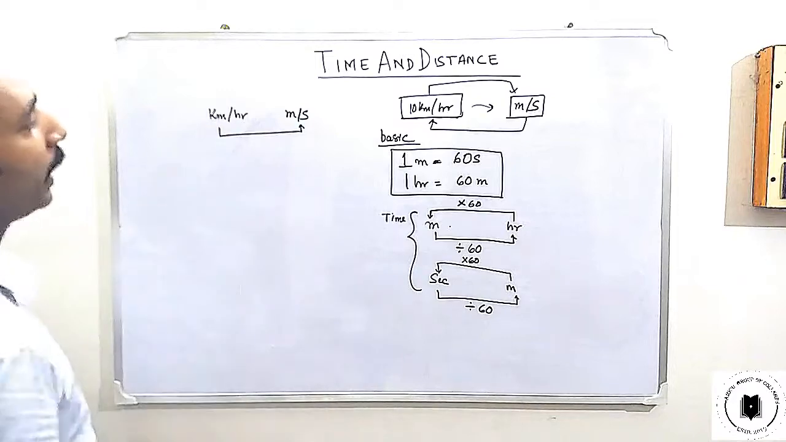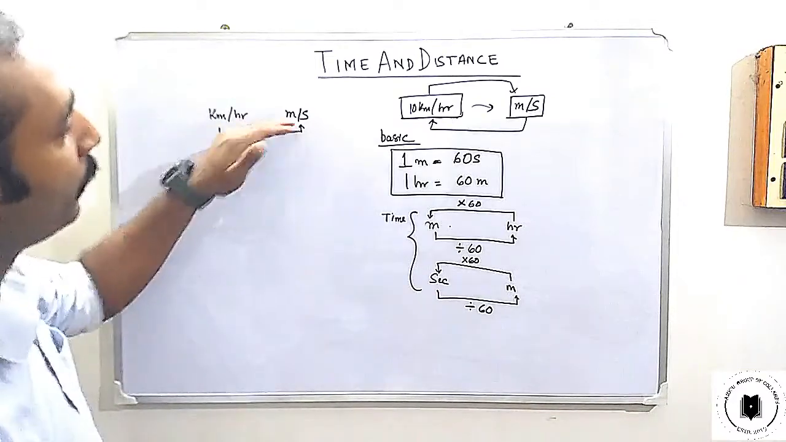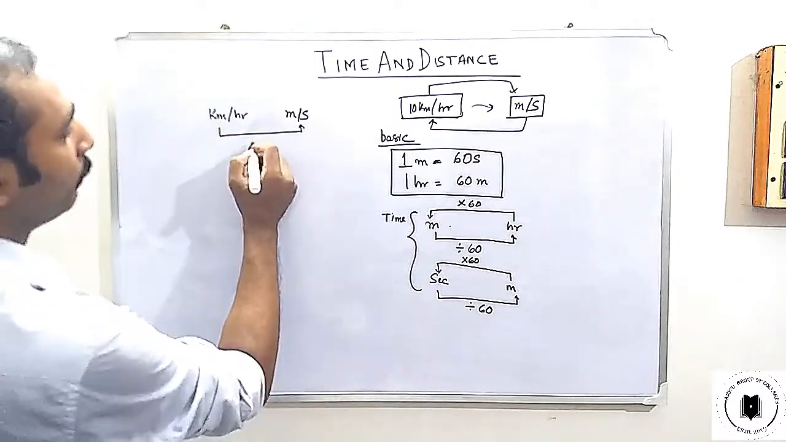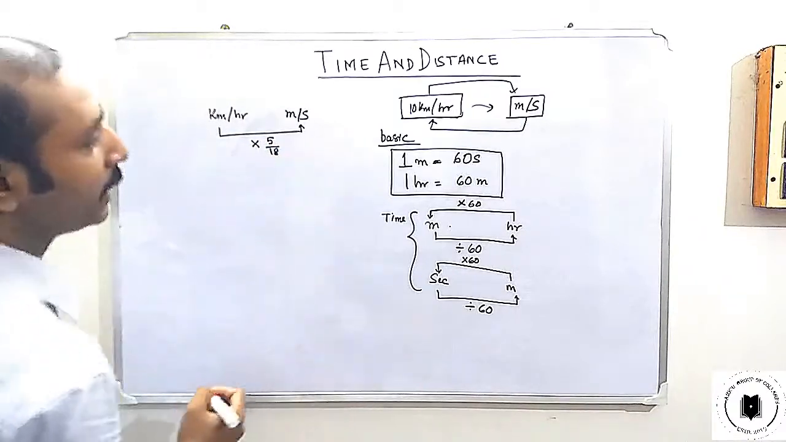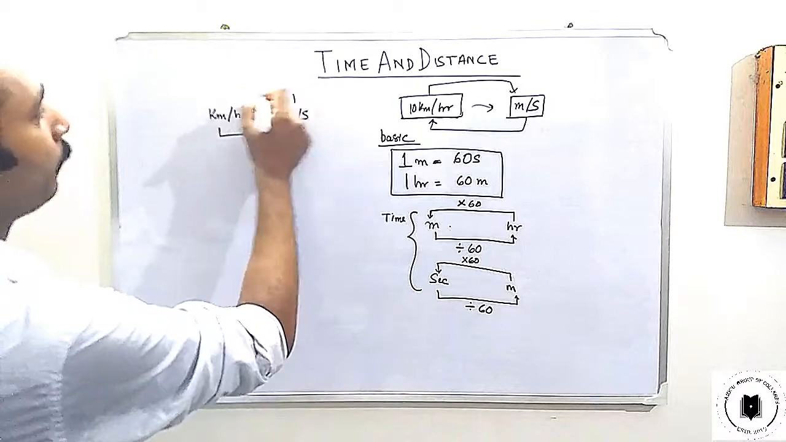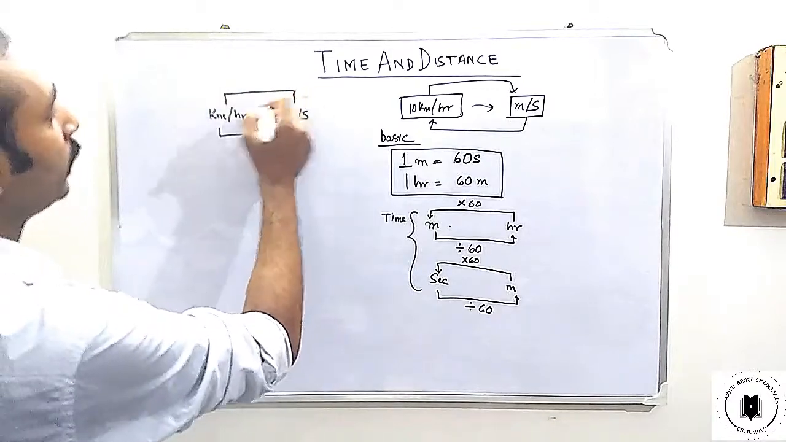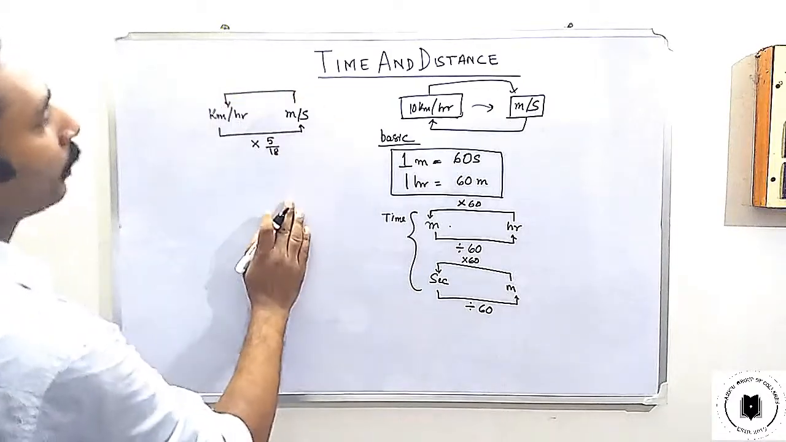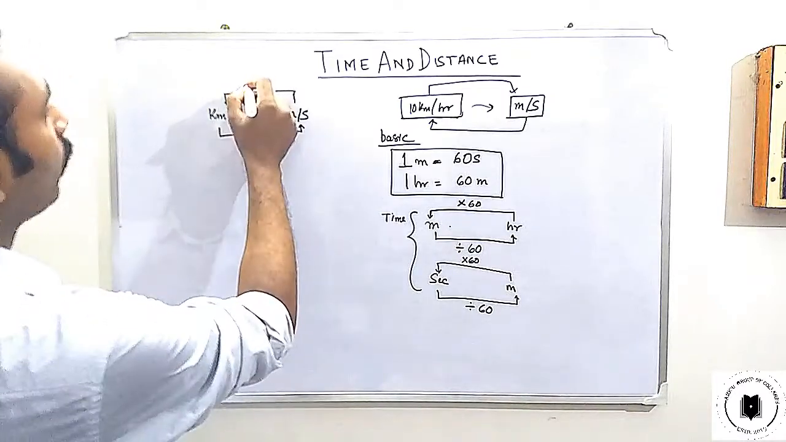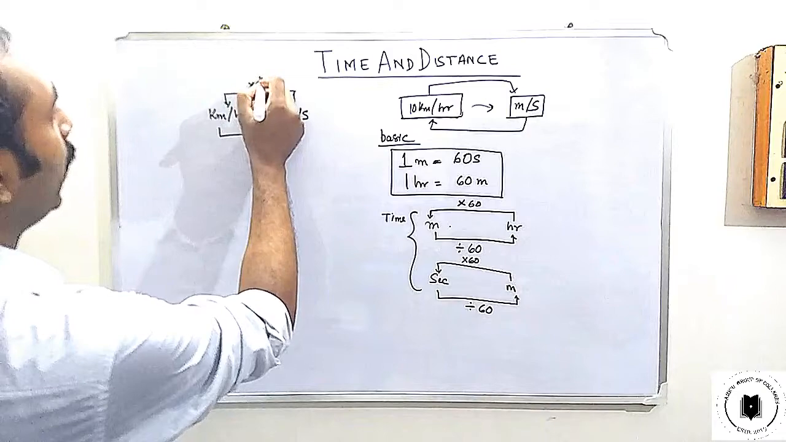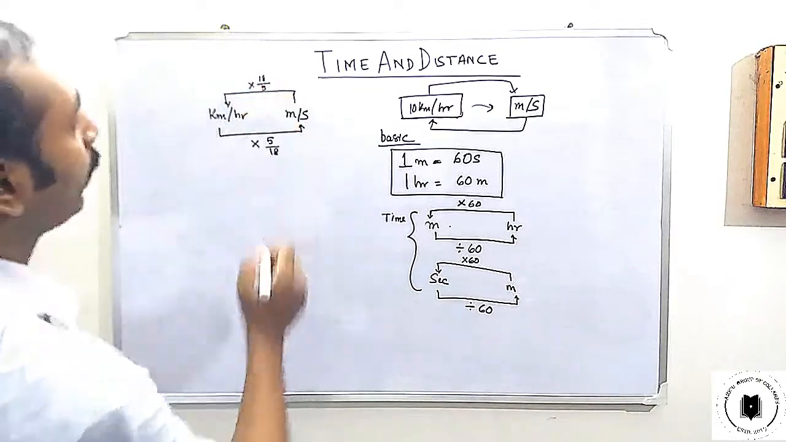If we're going to change from kilometer per hour to meter per second, we simply multiply that by 5 by 18. And if we're going to change meter per second to kilometer per hour, we multiply that by 18 by 5.